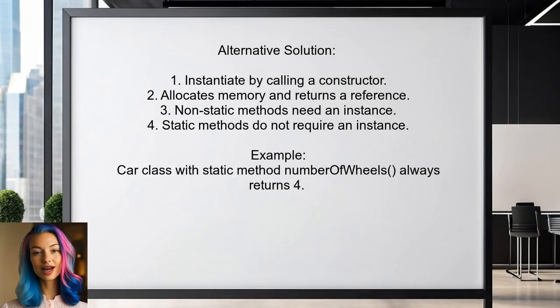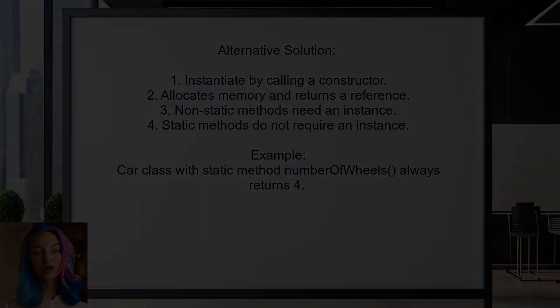According to another user, to instantiate in Java means to call a class constructor, which creates an object of that class. This process allocates memory for the object and provides a reference to it. Non-static methods require an instance to operate on their fields, while static methods do not need an instance and should not rely on changing data.